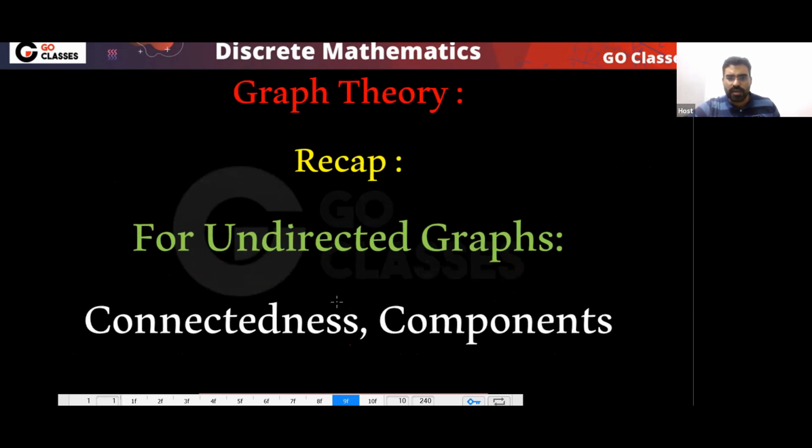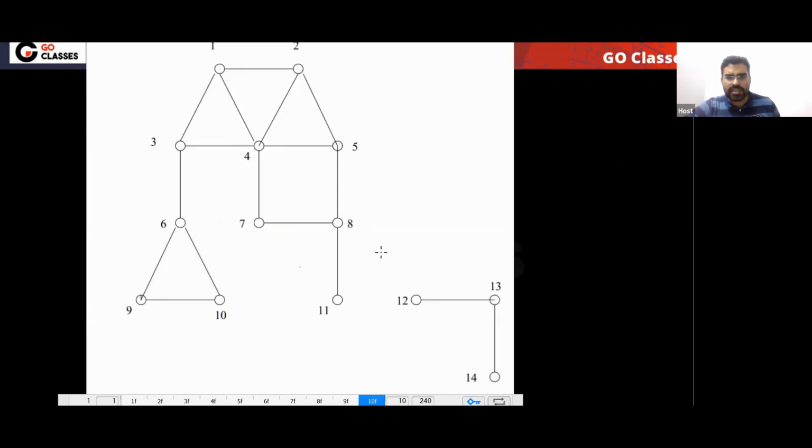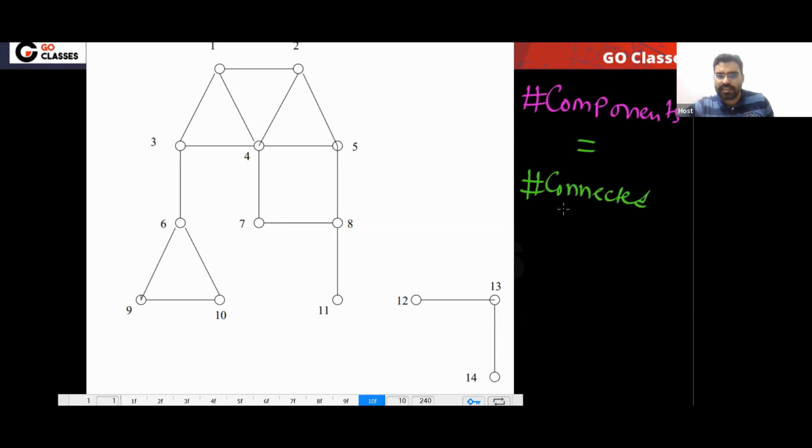You already know, if you have an undirected graph, then what are the components? Components are like islands. So this is an undirected graph. In this graph, tell me how many components there are. What is the number of components? We also call them the number of connected components, which is the same, because every component is connected.